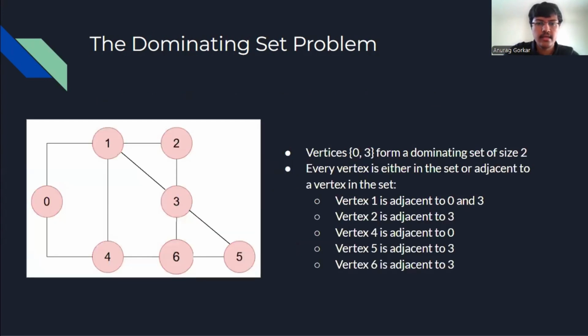Here is a visual example. Here, the set {0, 3} dominates all the vertices in the graph, either directly or via its neighbors. This helps us to understand the intuition behind this problem.